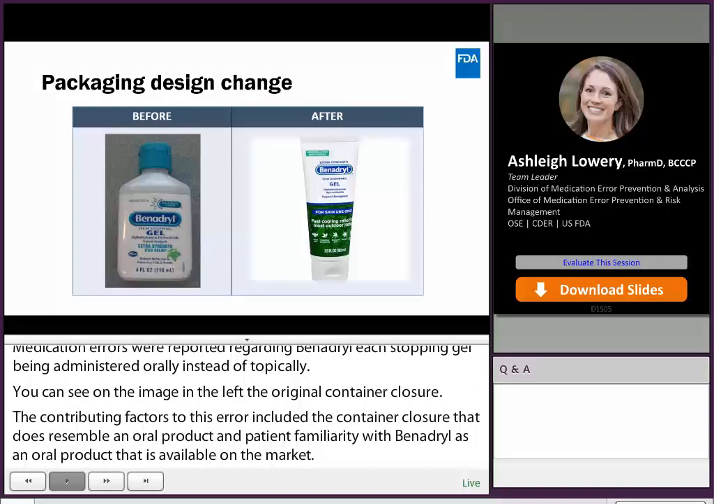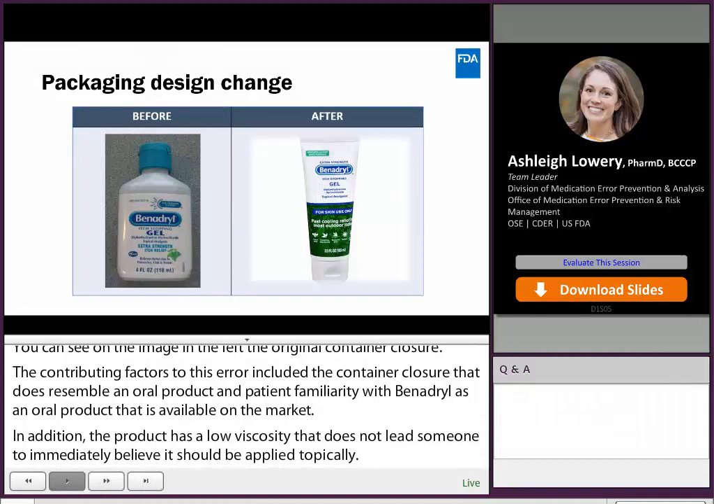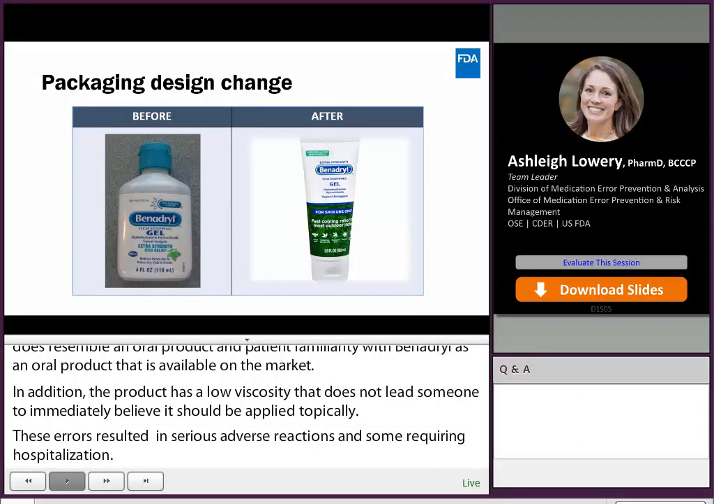These errors resulted in serious adverse reactions and some requiring hospitalization. So in this case, the mitigation was a packaging design change to the tube that you see on the right, which is a more familiar topical configuration in terms of the type of container closure, and increased the prominence of the warning that you can see for skin use only.